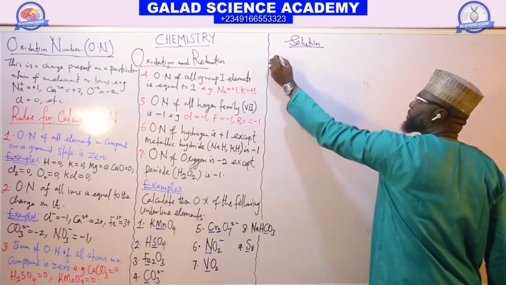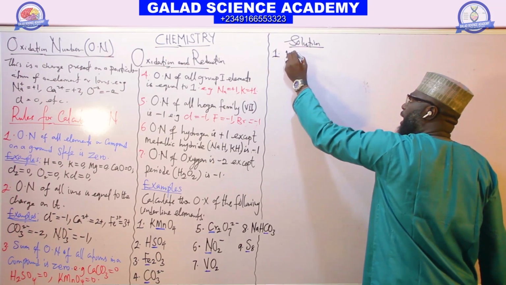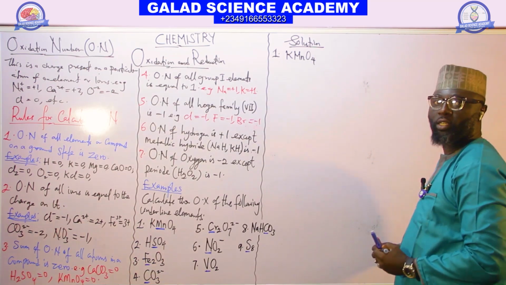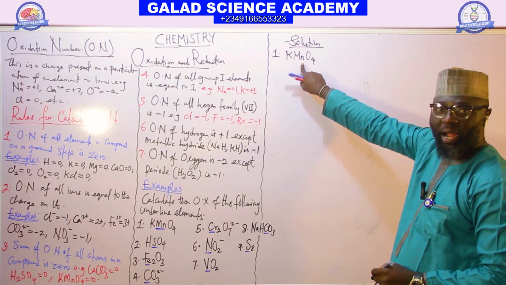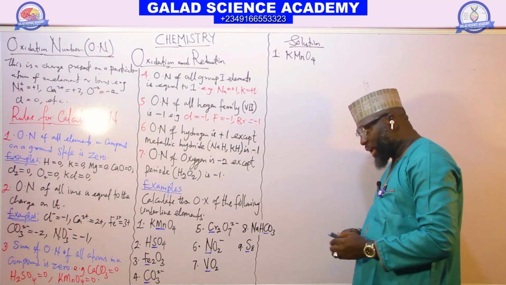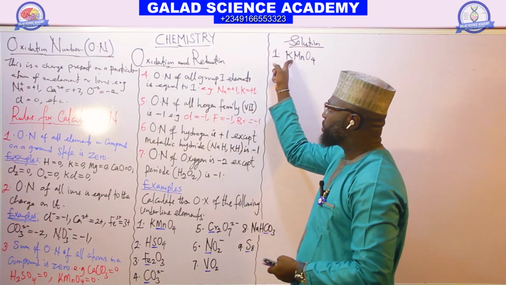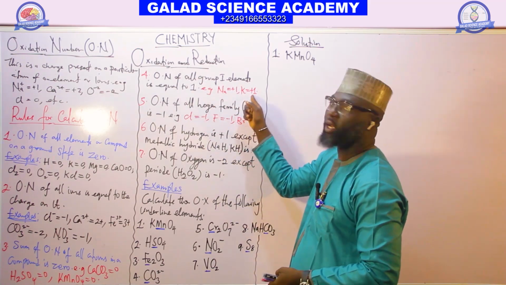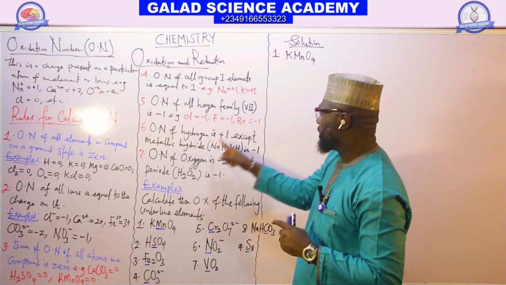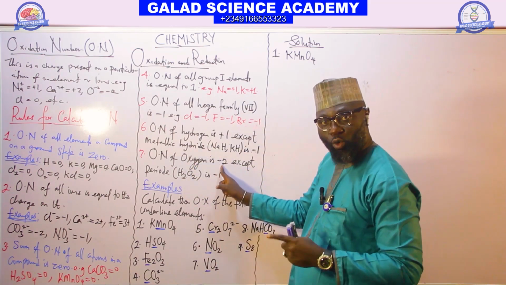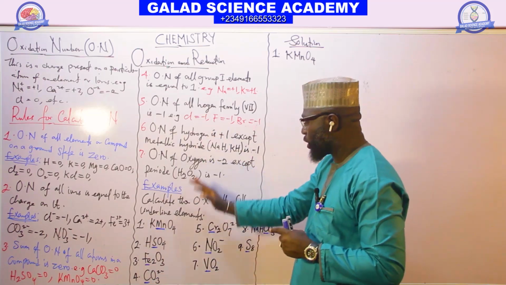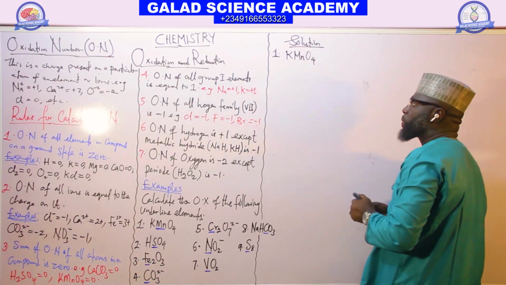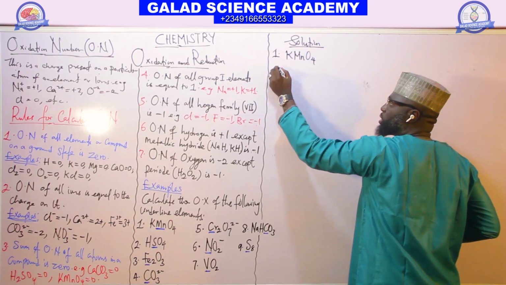What is the first question? We are given KMnO4. We are asked to find the oxidation number of manganese. Go back to the rules. Potassium is a group 1 element, so its oxidation number is +1. Oxygen is -2. You must apply these 7 rules to solve any question regarding oxidation number. So in KMnO4, potassium is +1.